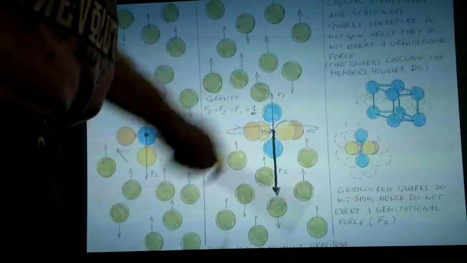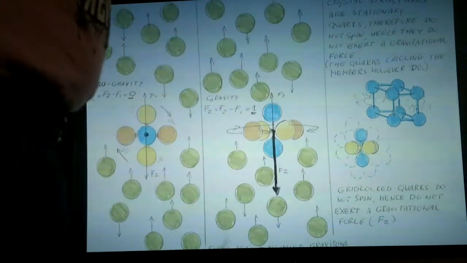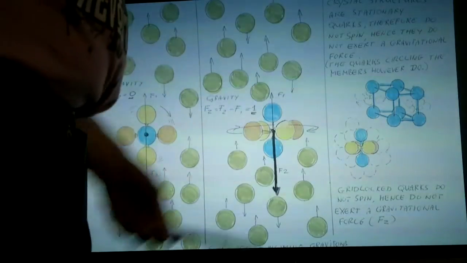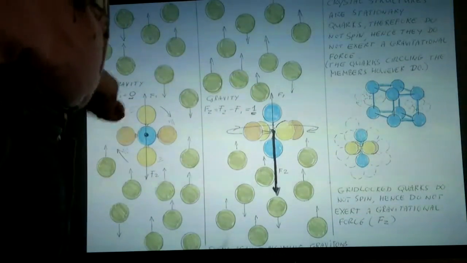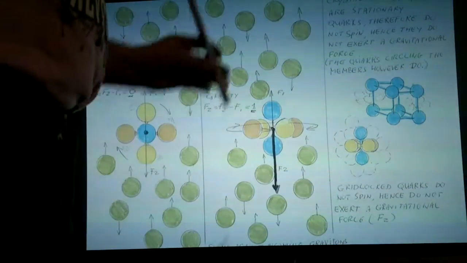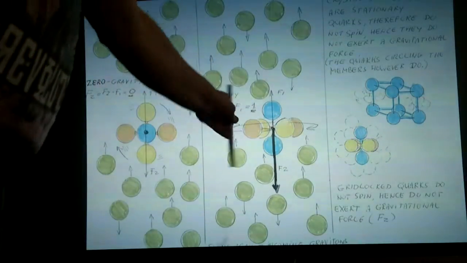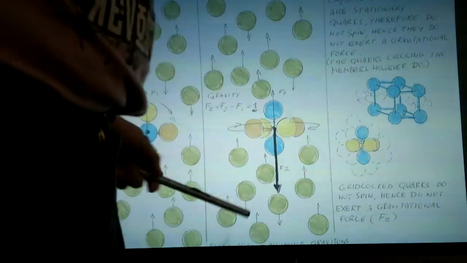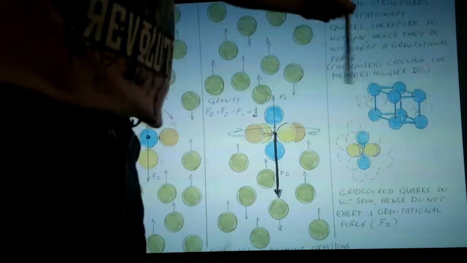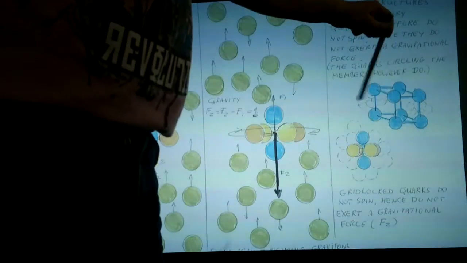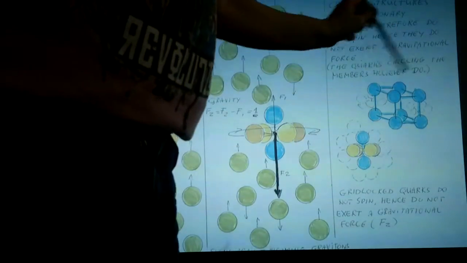In this case, it can exert a gravitational force. It has to do with the orientation of an object, of a nucleon, whether it can exert a gravitational force or not, or how much it can. Your crystal structures do not exert a gravitational force. They are stationary. They do not spin. But the quark spinning those, the up quarks, they exert force.